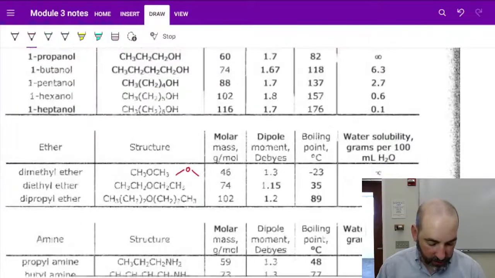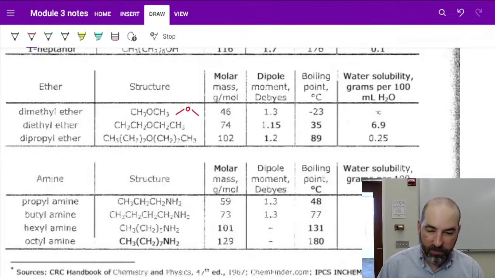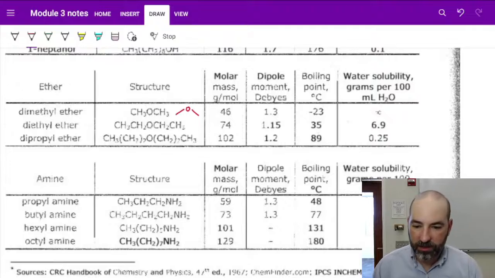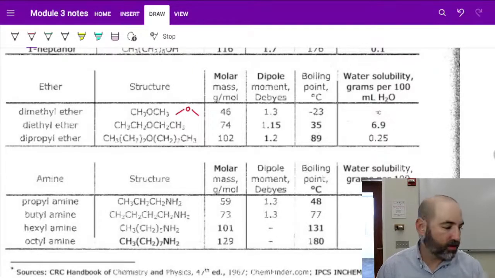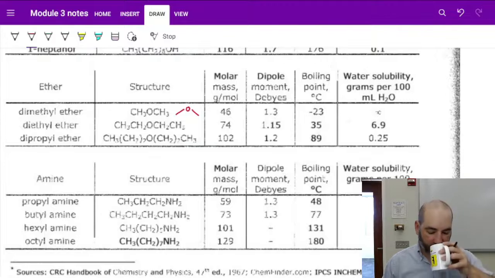Anytime there's a number, that means that only that amount in grams can dissolve in water. So the more something dissolves, or the higher this number is, the greater the solubility in water. The lower the number, the lower the solubility in water.